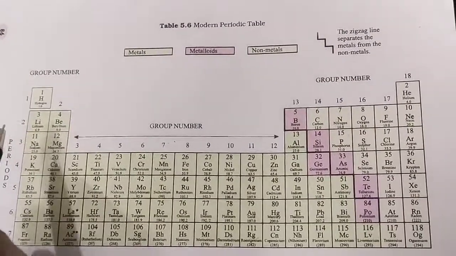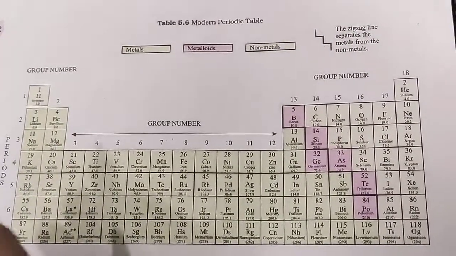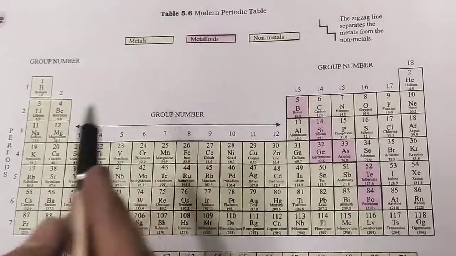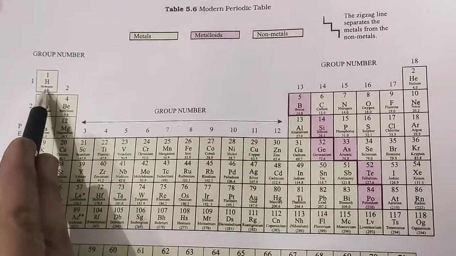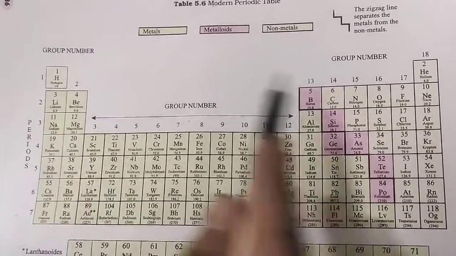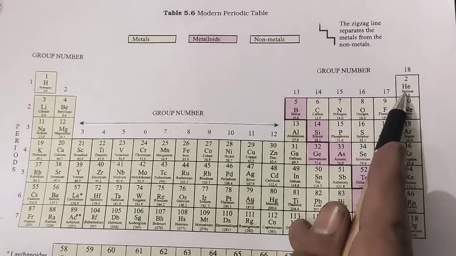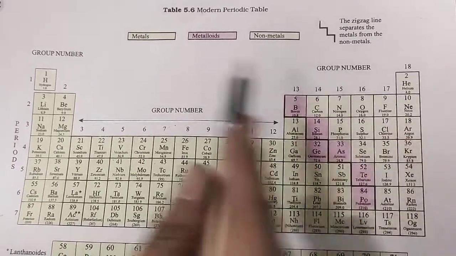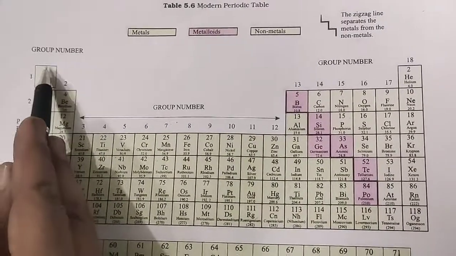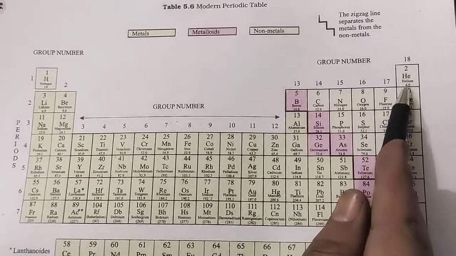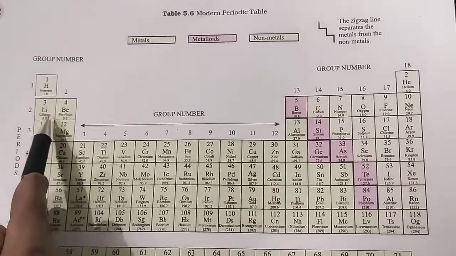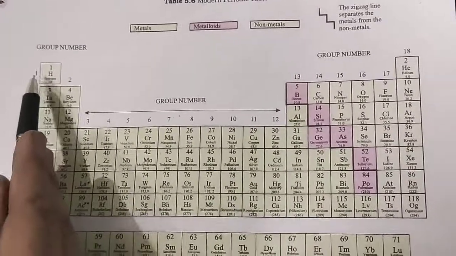So student, this is the modern periodic table, and in this the elements are arranged in the increasing order of their atomic numbers. Like this is atomic number 1, and atomic number 1 is for hydrogen, and this is helium. Helium is here and it has atomic number 2. Hydrogen is in the first group and the first period, but helium is in the 18th group. So in the modern periodic table there are 18 groups.